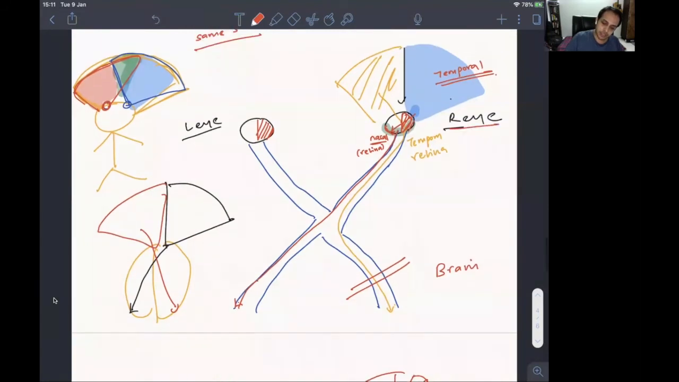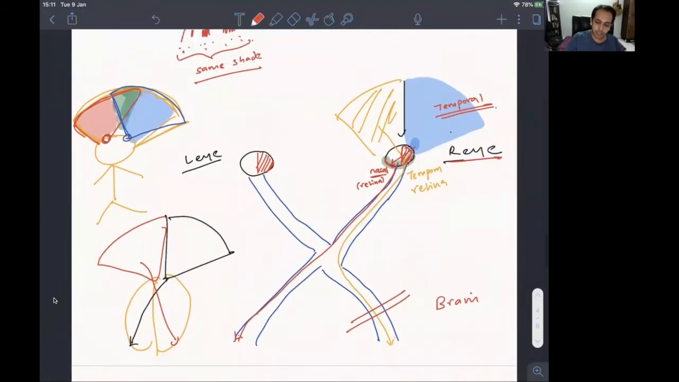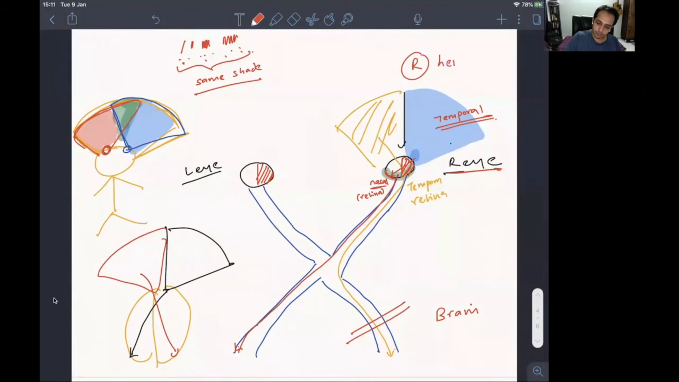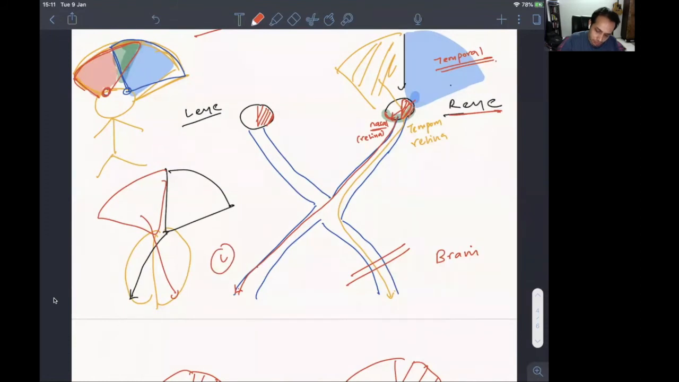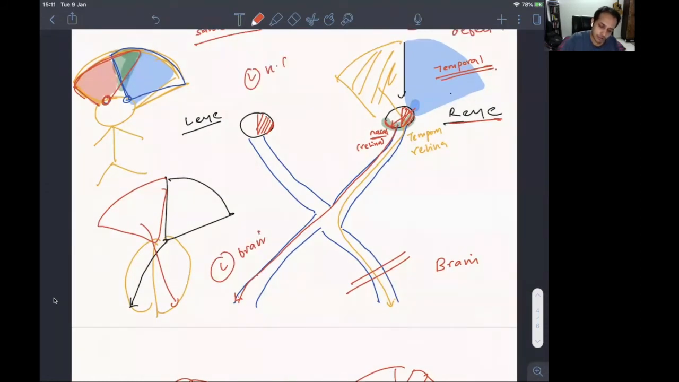So if there is a right hemifield defect, then the lesion would be on the left brain. And if there is a left hemifield defect, the lesion would be in the right brain, because the field images cross over to the opposite side.